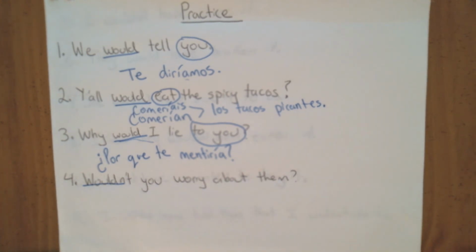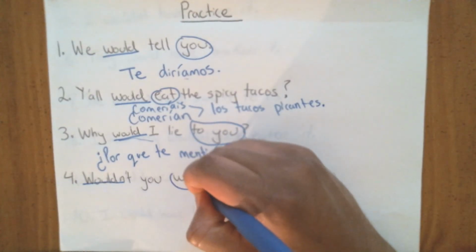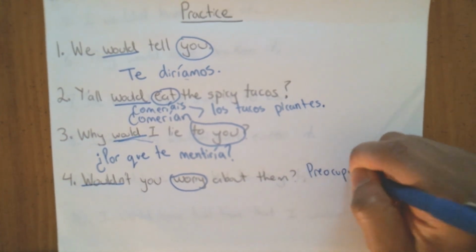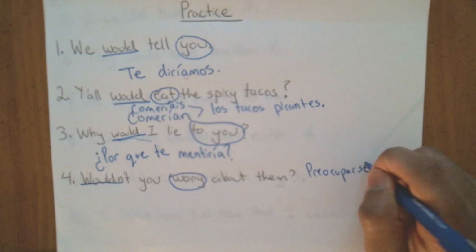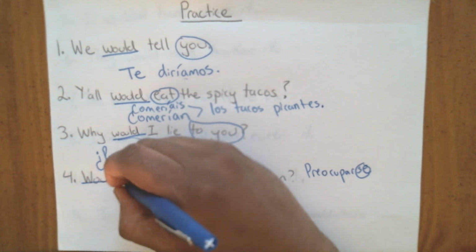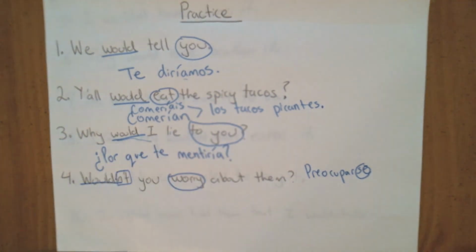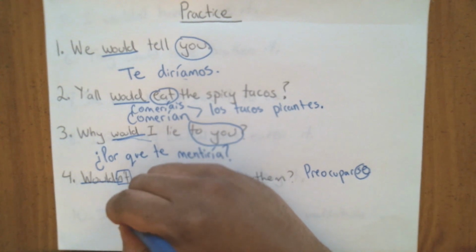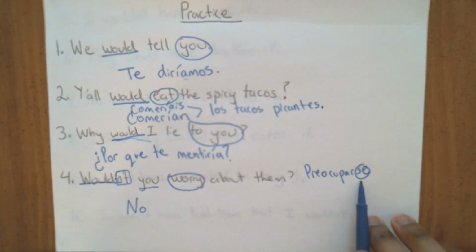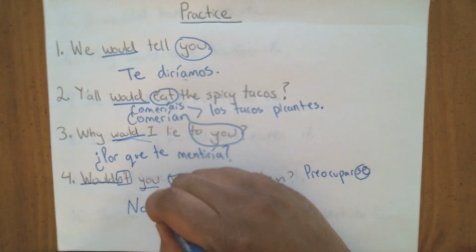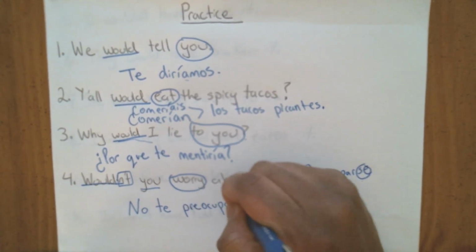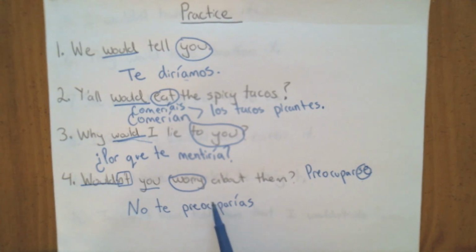Wouldn't you worry about them? Now the verb worry here is actually a reflexive verb. It comes from the verb preocuparse. And as always, we take the se and we conjugate that first. So because we have wouldn't, this not ending right here, would not, you have to put the no first. So it becomes no. The you form of the reflexive pronoun se is te. No te preocuparías. Again, why? Because this is you worry.